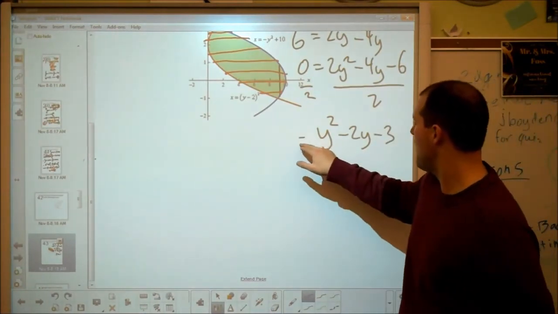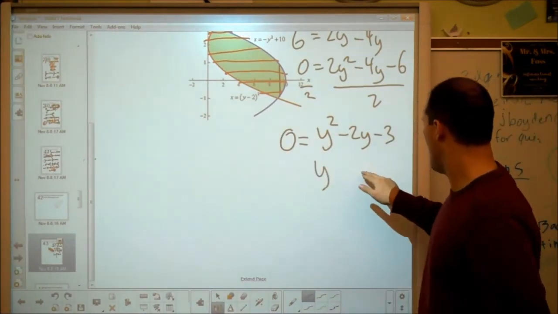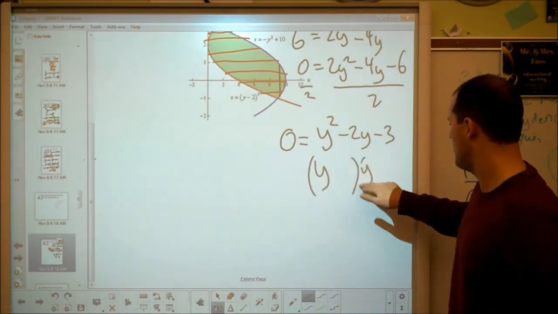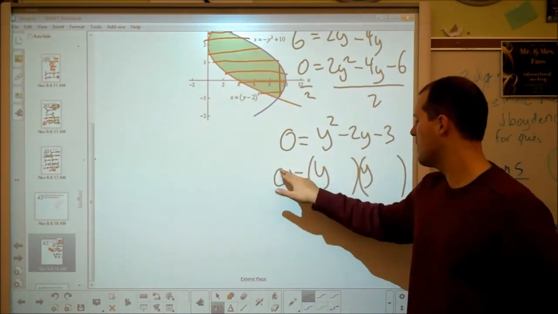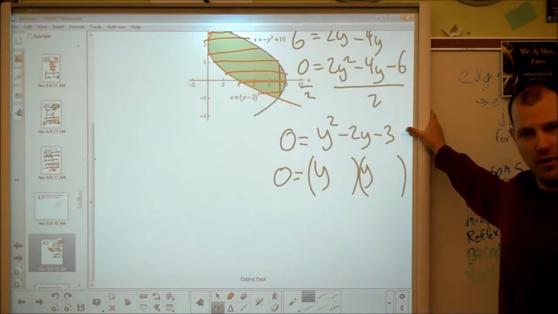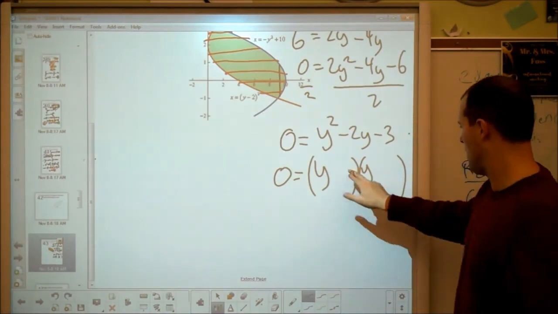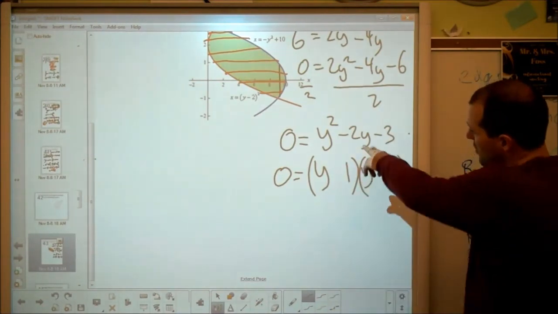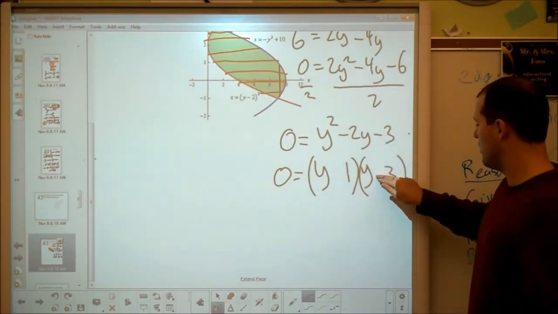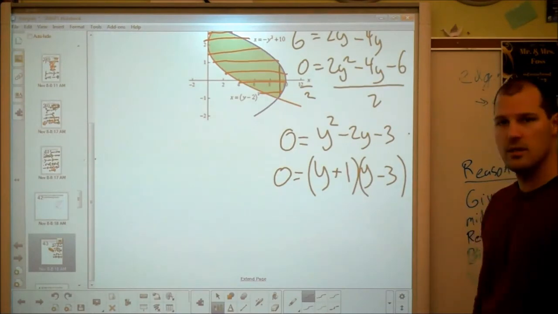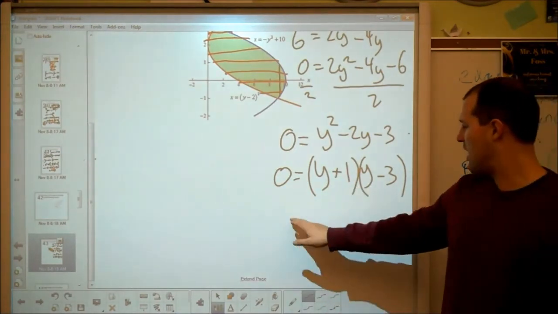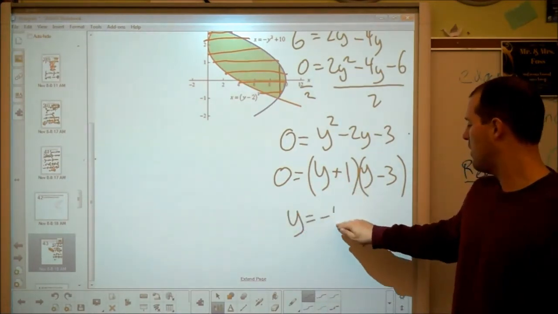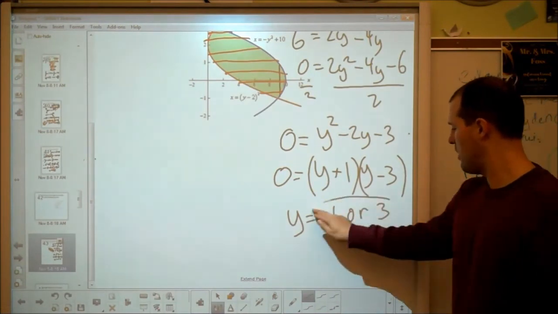And let's see if we can factor that. So we get y and we get y. Let's get our parentheses. And I know it's going to have to be a 1 and a 3 because those are the only factors of 3. So I'm going to pop in a 1, I'm going to pop in a 3. I need to assign pluses and minuses to that so that they add together to be negative 2. So minus, plus. So my y values are negative 1 or 3.